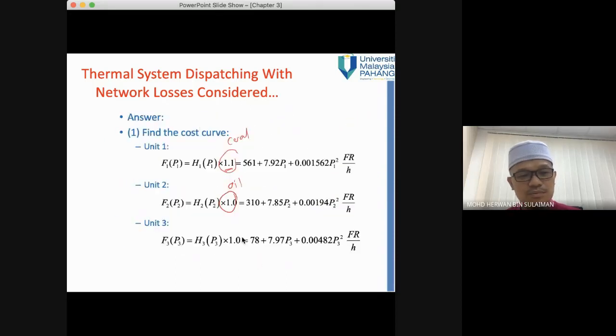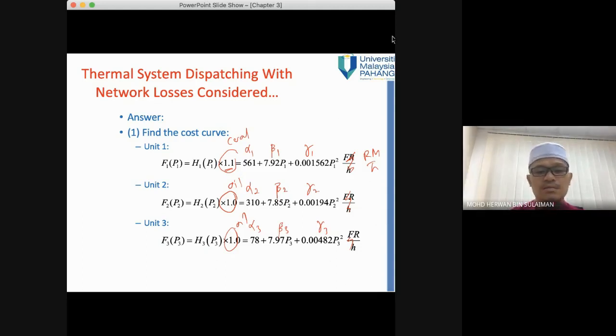This one is using oil. So when you do the calculation, you get 561.7192 P1 plus 0.001562 P1 squared. Here you can say this is alpha 1, this one is beta 1, this one is gamma 1. This is ringgit per hour. Then this one is alpha 2, beta 2, gamma 2, and alpha 3, beta 3, gamma 3.